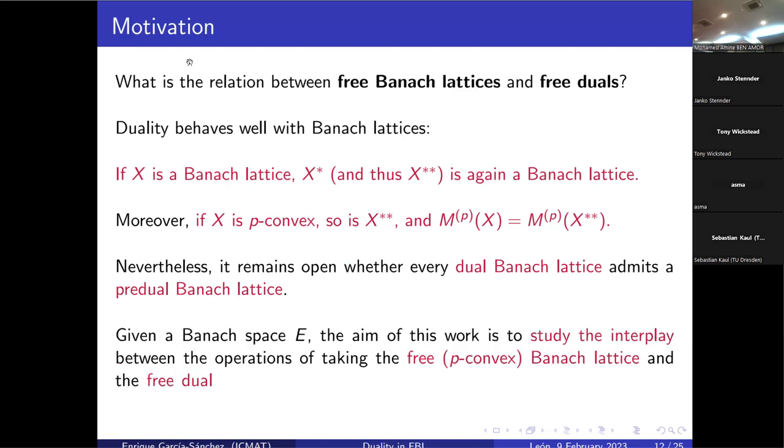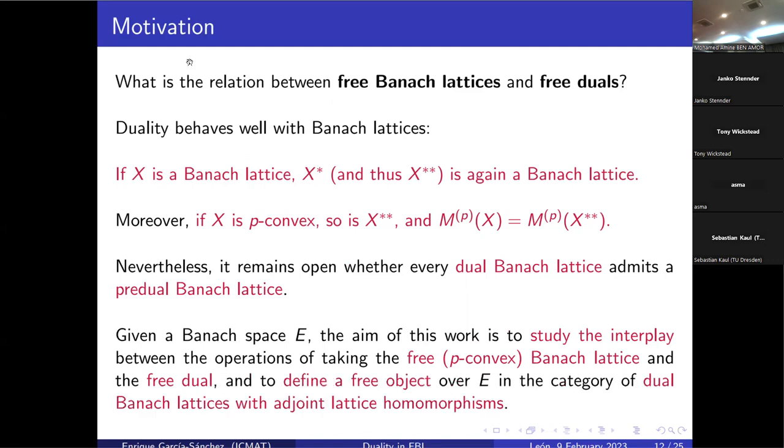So with this in mind, what we have done in this work is to study the interplay between these two constructions. Taking the free p-convex Banach lattice and taking the free dual, let's see how these two operations interact. And we have also tried to define a new free object in some categories of dual Banach lattices. So let's go with the first part.